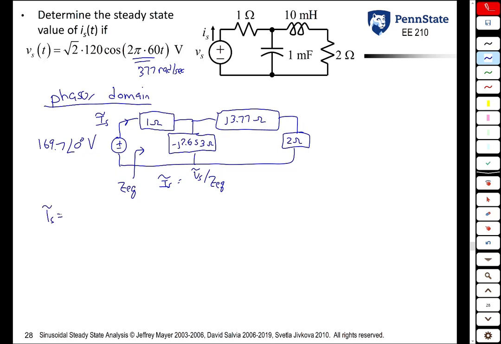So doing this approach, I_s tilde is going to be 169.7 at an angle of 0 volts over, so what is the equivalent impedance? You have these two in series. Those are then in parallel with that, and that combination is then in series with that. So writing it down, we get 2 is in series with j 3.77. That combination is now in parallel with minus j 2.653, and that combination is then in series with 1.